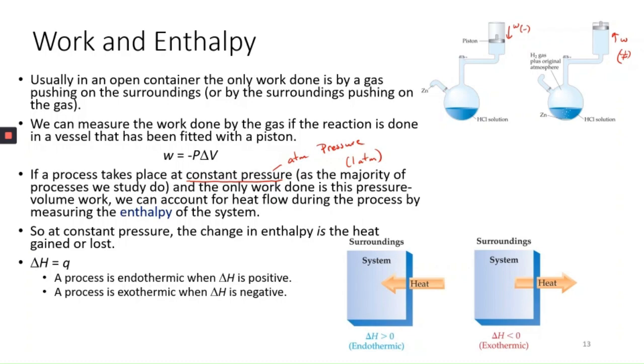So when your pressure is constant, then the only work that is done is called pressure volume work. And if that is the case, then the heat flowing in and out of our system can be measured as enthalpy. So enthalpy is equal to heat when pressure is constant.